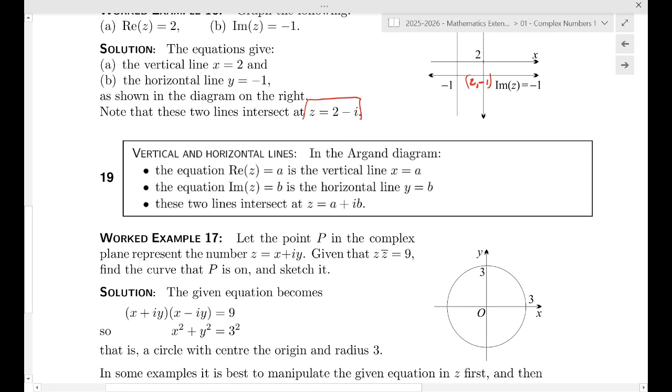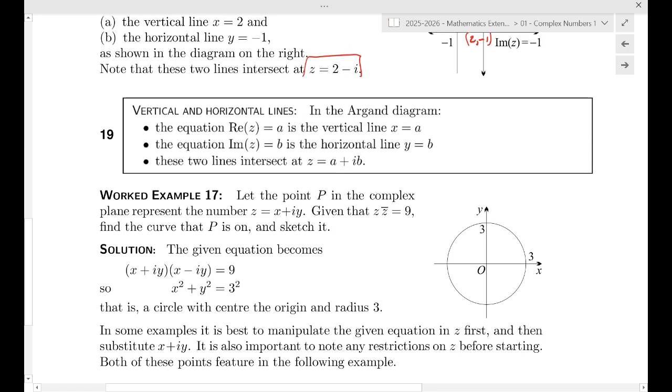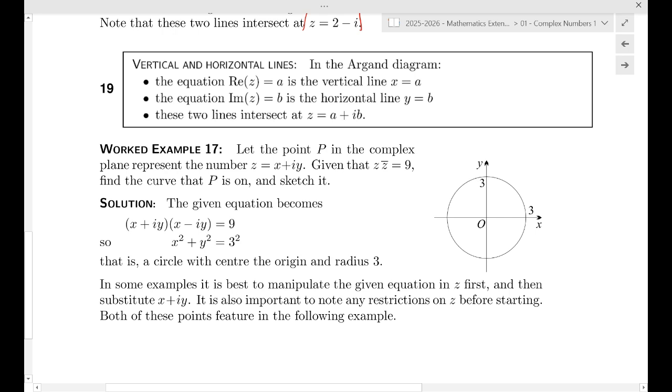All right. So in some examples, it is best to manipulate the given equation in Z first and then substitute x plus iy. Yes, that is very handy sometimes. It's also important to note any restrictions on Z before starting. Both of these points feature in the following example. So that one just expanded out. But let's see what happens in these next ones.